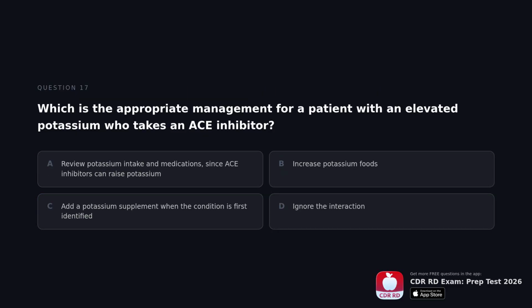Which is the appropriate management for a patient with an elevated potassium who takes an ACE inhibitor? A. Review potassium intake and medications since ACE inhibitors can raise potassium. B. Increase potassium foods. C. Add a potassium supplement when the condition is first identified. D. Ignore the interaction.